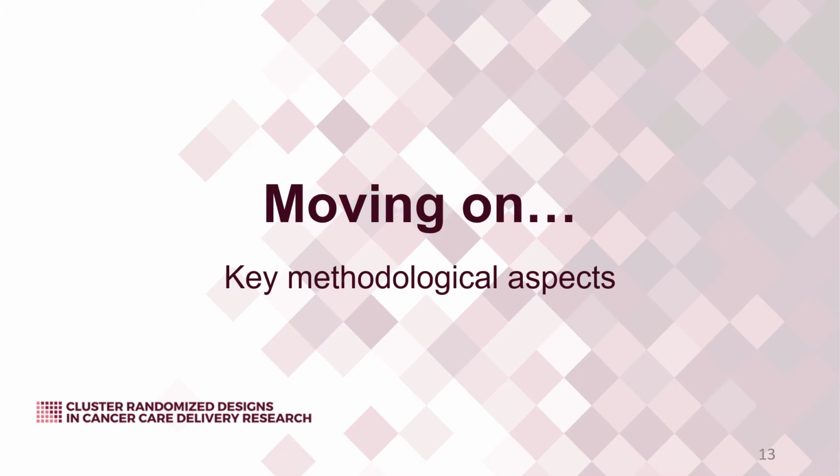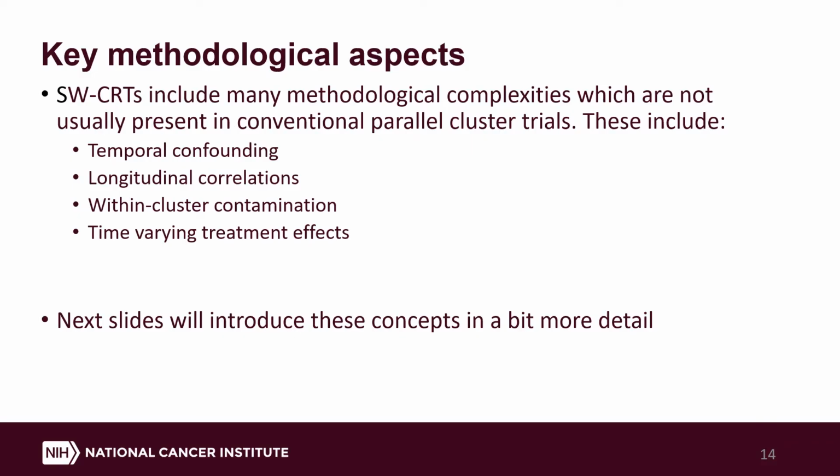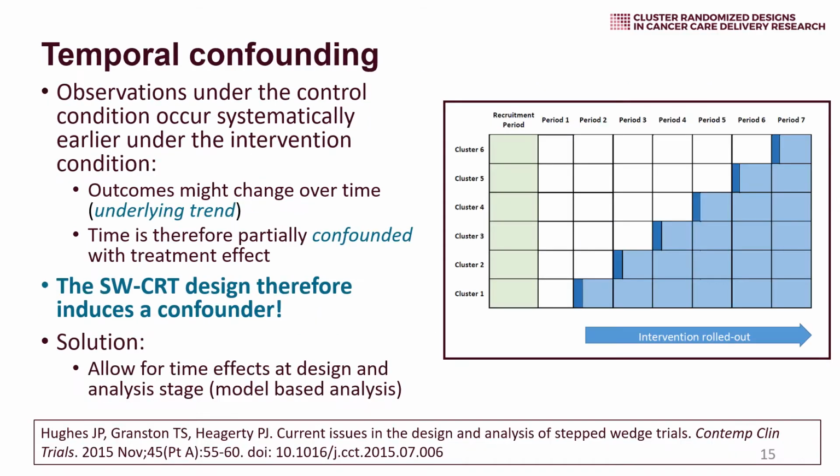So moving on once again, we're now going to think about some key methodological aspects. Stepped-wedge trials include many methodological complexities that are not usually present in conventional parallel cluster trials. These include temporal confounding, longitudinal correlations, within cluster contamination, and time-varying treatment effects. Over the next slides, we'll introduce each of these concepts in a bit more detail.